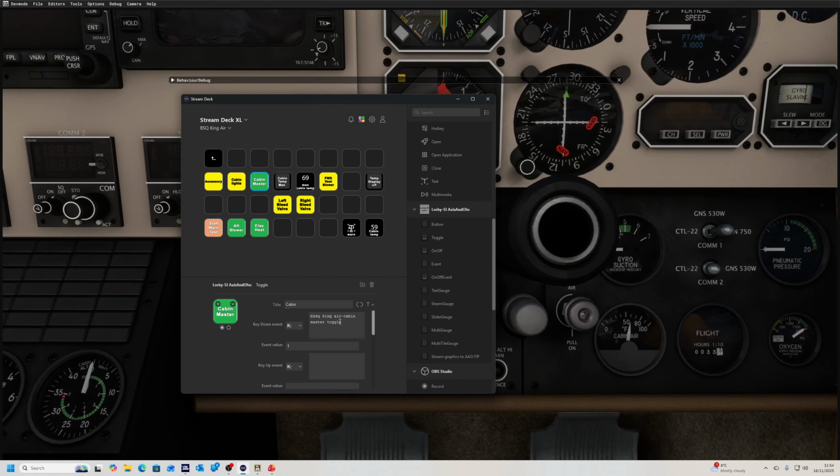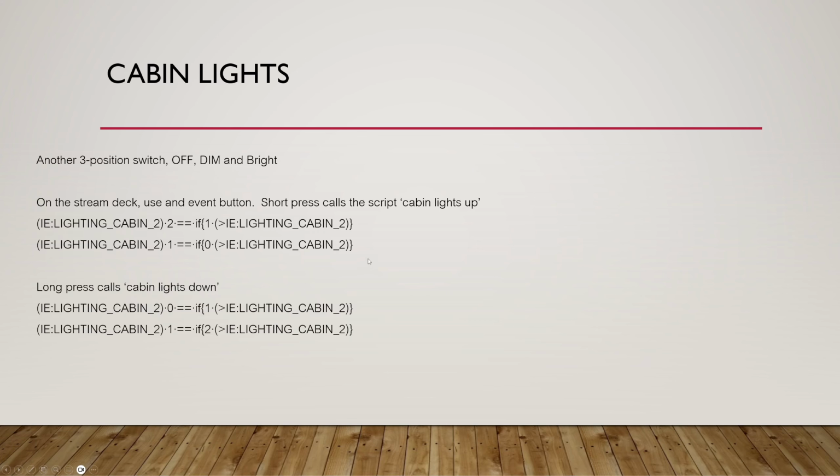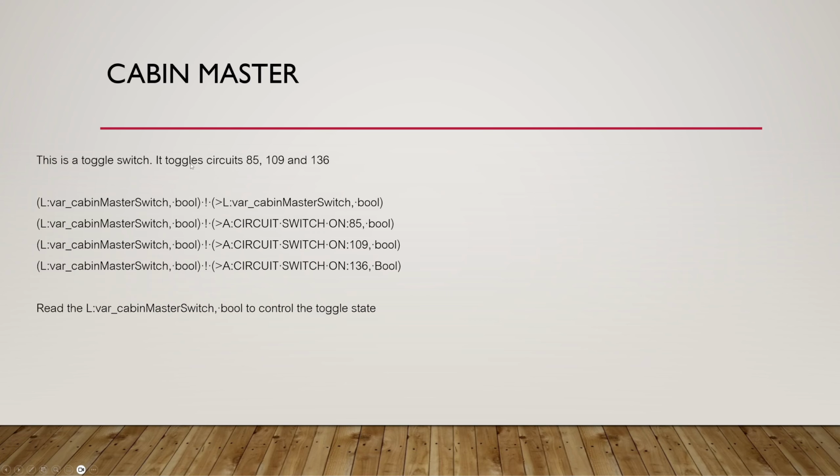So it's a toggle. It's going to read a variable to find out whether it's on or off. So we're going to read an LVAR for the cabin master switch, so we know the switch position, and it will run this script here to toggle it. The cabin master actually controls 3 different circuits: 85, 109, 136. So this is the code here to change the position of the switch. If it reads that it's in position 0, switch it over and move it to position 1.